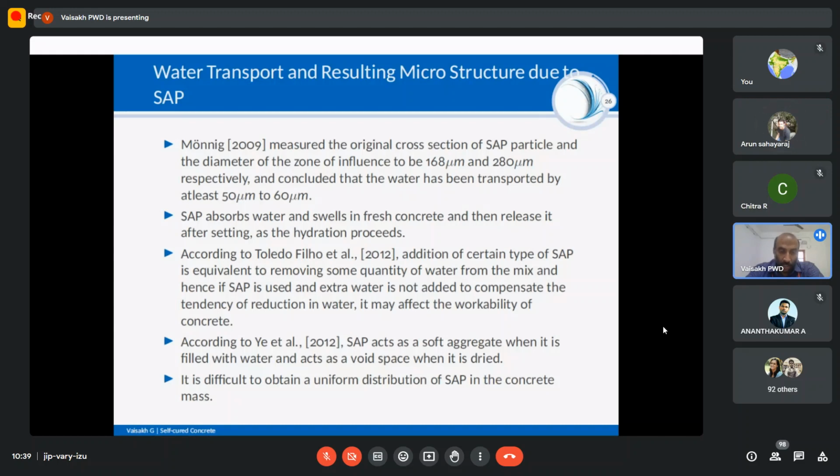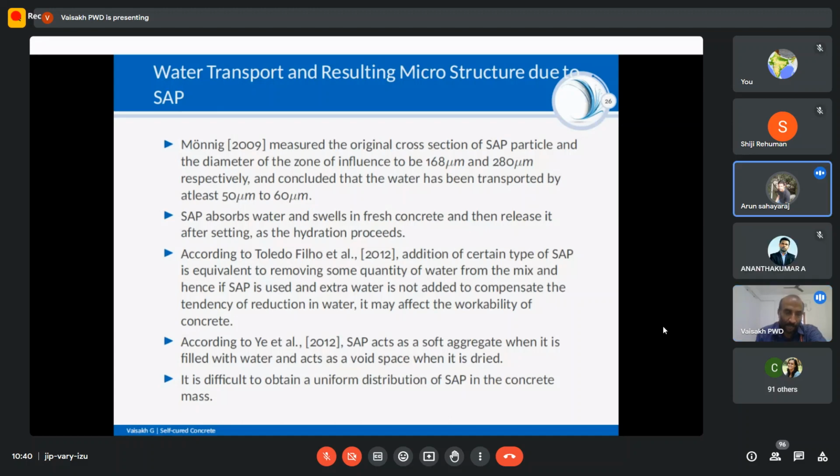According to Esteves et al. in 2012, sap acts as a soft aggregate when it is filled with water and acts as a fluid stage when it is dried. And he says it is difficult to obtain uniform distribution of sap in concrete mass, but this is not true. Earlier, researchers thought that it is not possible to obtain uniform distribution, but later studies show that it can be properly distributed throughout the system by using proper methods of adding sap particles.